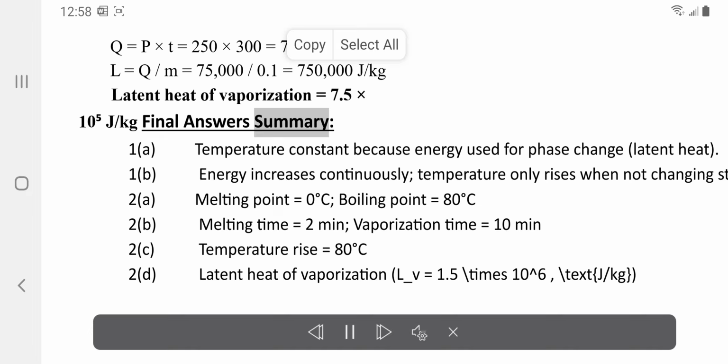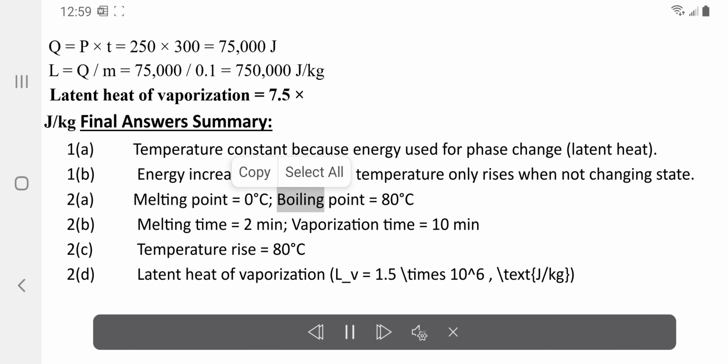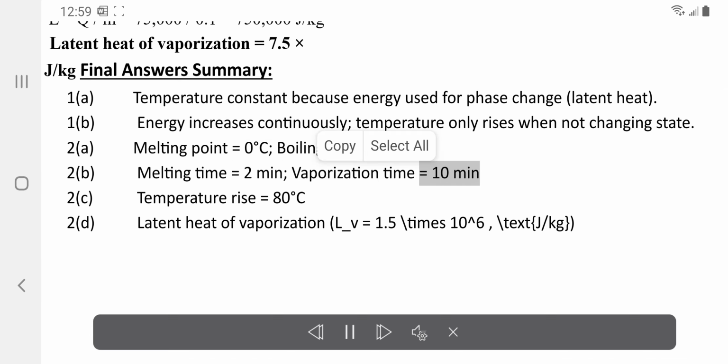Final answers summary. 1A. Temperature constant because energy used for phase change, latent heat. 1B. Energy increases continuously, temperature only rises when not changing state. 2A. Melting point equals 0 degrees Celsius, boiling point equals 80 degrees Celsius. 2B. Melting time equals 2 minutes, vaporization time equals 10 minutes. 2C. Temperature rise equals 80 degrees Celsius.